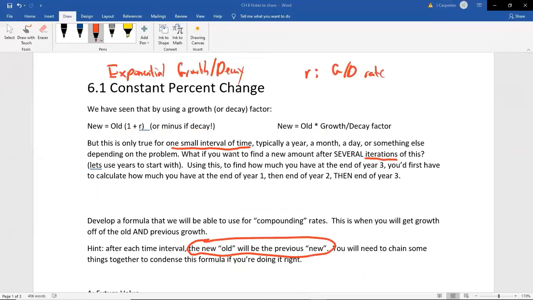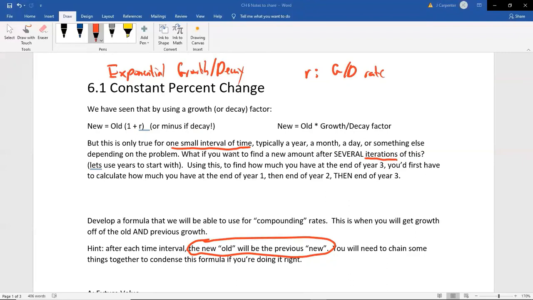The new old is the old new. So your beginning balance of year two becomes an ending balance of year two after you get your interest. Then that ending balance of year two becomes the beginning balance of year three. Then you gain interest, and that becomes the ending balance of year three. And then that value becomes the starting balance of year four. So the new old will be the old new, and we're going to end up chaining some things together to condense this formula if we're doing it right.